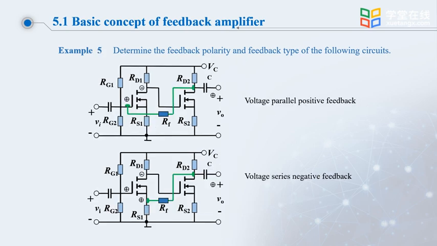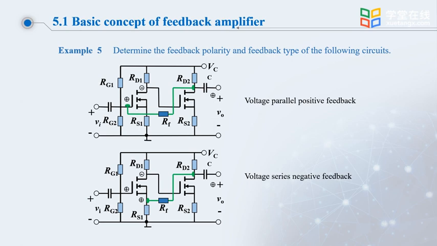Let's take another question to learn. So it is a secondary amplifier circuit consisting of a field effect tube. Let's take a look at the feedback element. It's the RF that extracts this voltage. This voltage is the entire output voltage. So it's a voltage feedback. The feedback feeds back to this base, so it's also a parallel feedback. Let's see if it's positive or negative feedback.